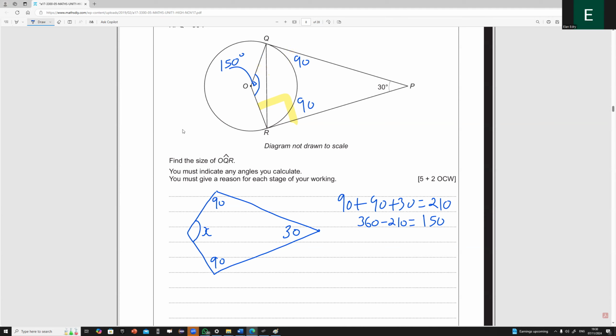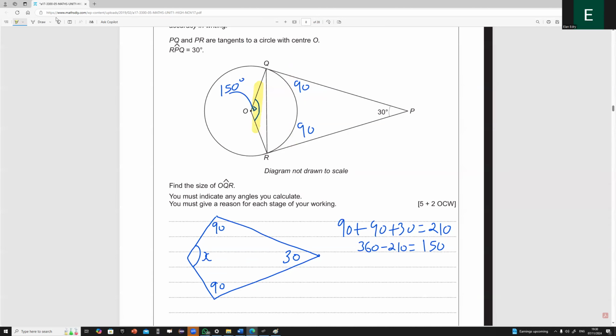Okay, so we can do something with that. So we know that's 150. They want the angle OQR, which is this. We know the whole thing is 90. Well, I know it's isosceles. I can see that this little triangle, if I just shade it, is isosceles because it's made up of two radii. So I could do 180 minus 150, that's 30, and then halve it, which is 15.